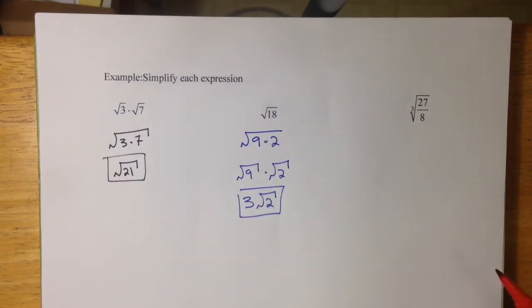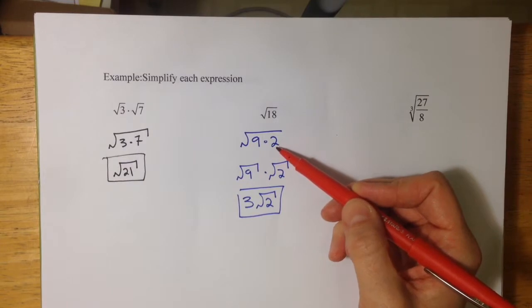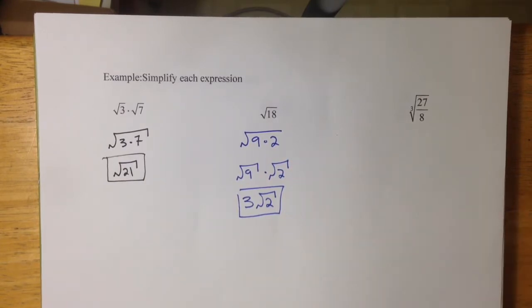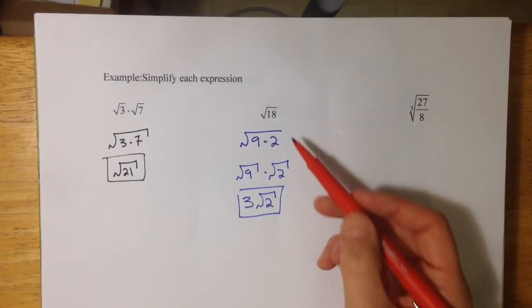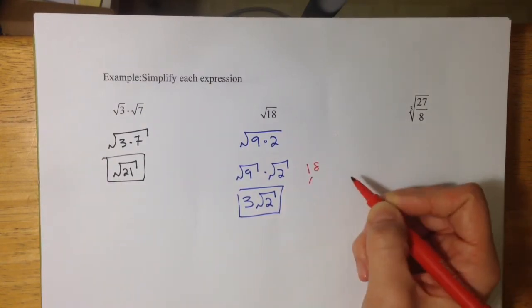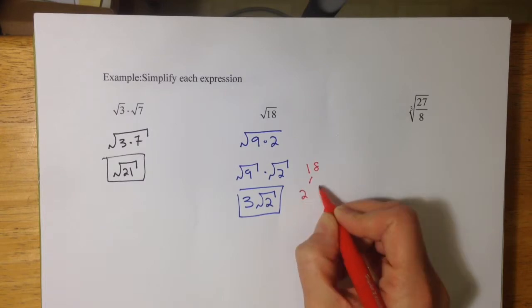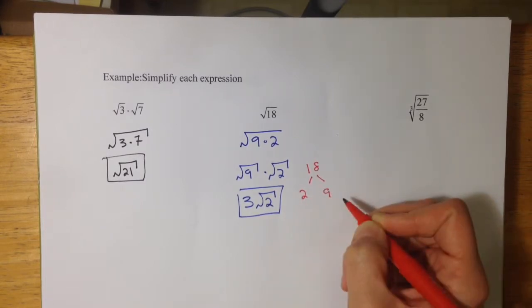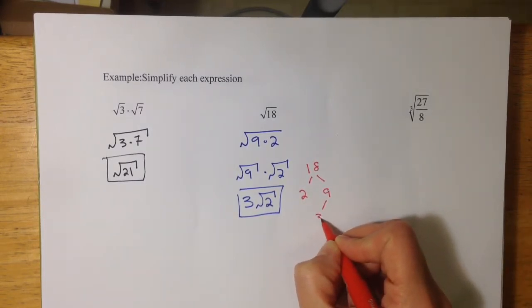Now, if you didn't happen to notice that 9 times 2 was going to work out nicely for us, there are some tricks to being able to see that. You can start with your 18 and then factor it as much as possible. So maybe you start by noticing that 2 goes into 18, which gives you 2 times 9, and then 9 factors into 3 and 3.